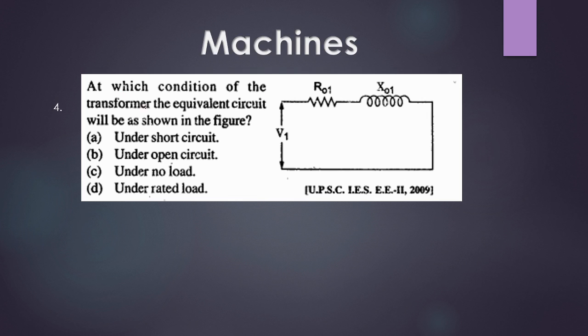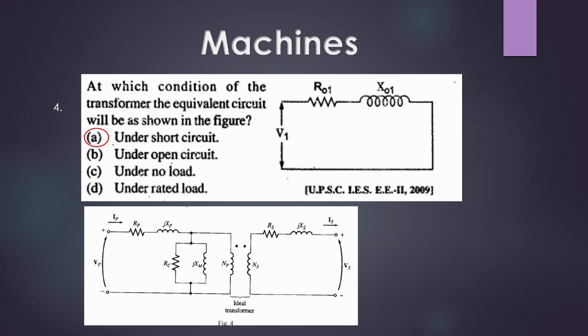So let's see the next question. At which condition of the transformer will the equivalent circuit be as shown in the figure? Here it is shown that it is a series circuit. The options are like this. The answer will be under short circuit condition, because we know that under short circuit condition we will get the series branch, and under open circuit condition we will get the parallel branch. This we get in the open circuit and this in the short circuit test. As in the question it is given that it is a series circuit, the answer will be under short circuit condition. Okay, so let's move on to the next question.